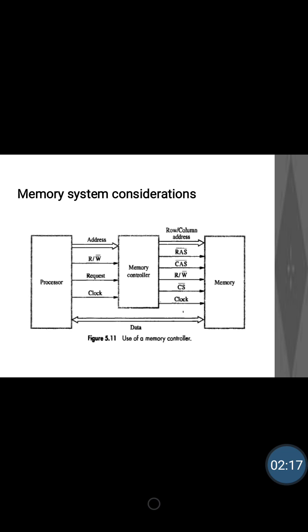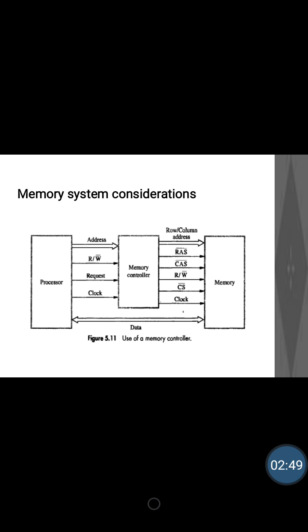This multiplexing of the address bits is usually done by the memory controller unit. You can see in the figure that in between the processor and memory we have a control unit called the memory controller unit. This controller accepts different signals from the processor. You can see that the processor is sending the address, a read or write signal, a request signal and a clock signal to the memory controller.